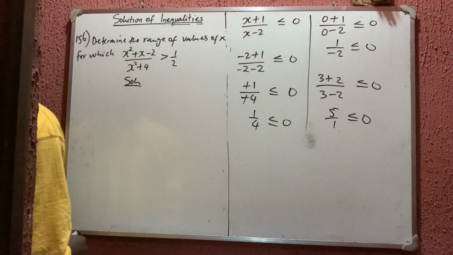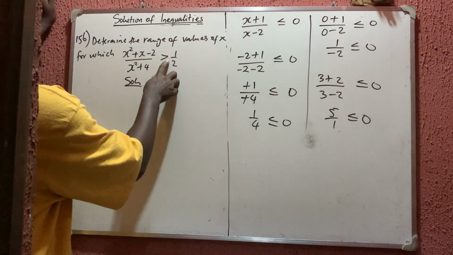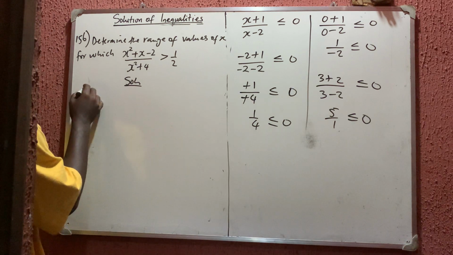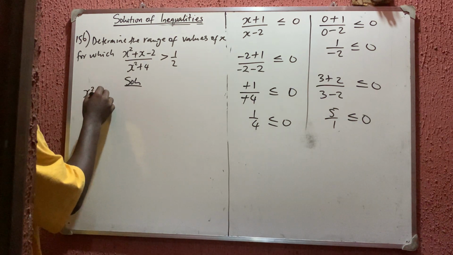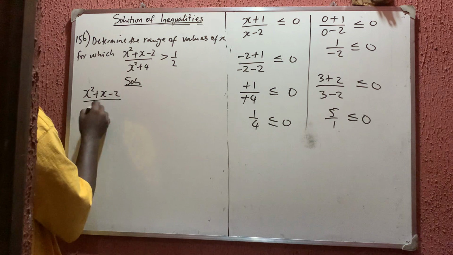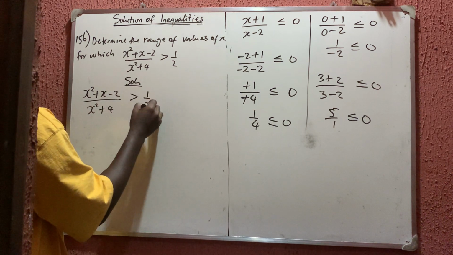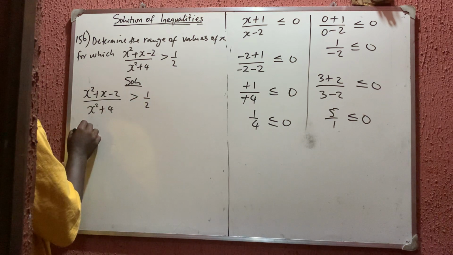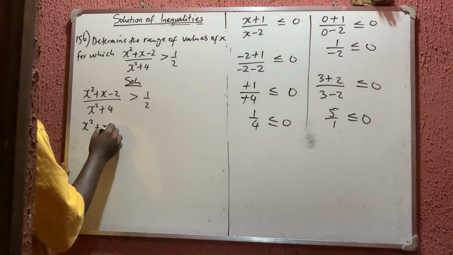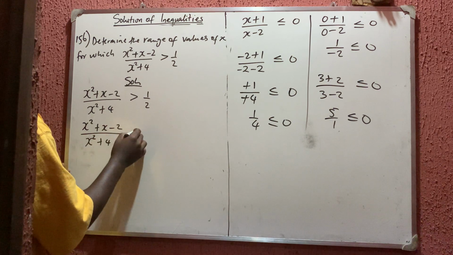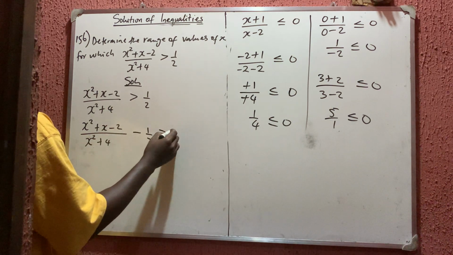Okay. Now solution. If it is an equality here, we do cross multiply. But in inequality, we don't do cross multiply. So we have (x squared + x - 2) all over (x squared + 4) is greater than 1 over 2. So we need to bring this to this side to have (x squared + x - 2) all over (x squared + 4) minus 1 over 2 is greater than 0.